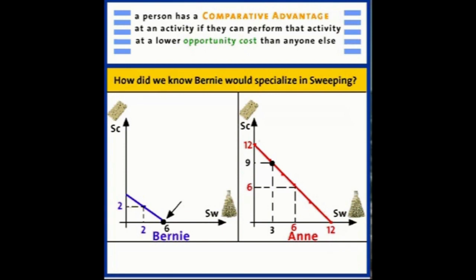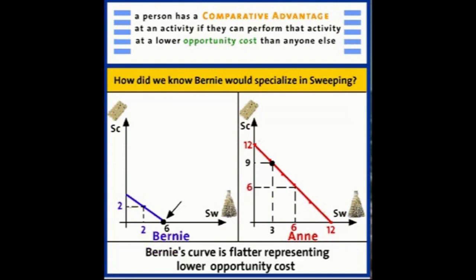Ann's is. Bernie has an opportunity cost of 1/2 room scrubbed. Ann has an opportunity cost of 1 whole room scrubbed. Therefore, Bernie will specialize in sweeping because he has a comparative advantage in sweeping. Ann will then specialize in scrubbing. Now, finding the exact numbers where this story worked out requires a little bit of puzzle solving.